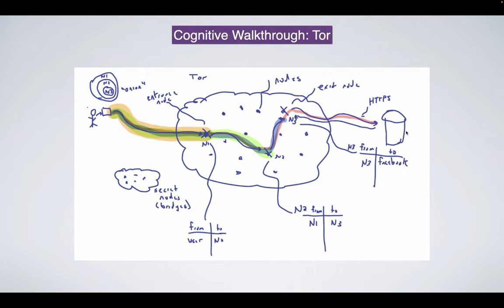So the only one that doesn't know that it's coming from Tor is the server. The ultimate thing is just normal, either HTTPS or HTTP.